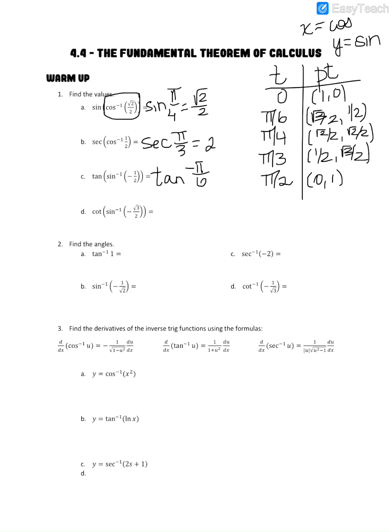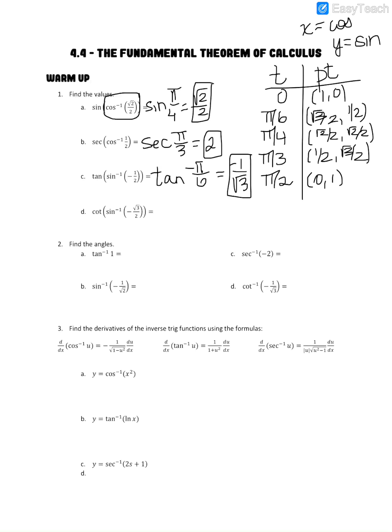Okay, and now I want to take the tangent of that. Tangent is y over x. It's going to be 1/2 over radical 3 over 2, which is 1 over radical 3. Since we're in quadrant 4, tangent is negative. If you wanted to rationalize that, it would be negative radical 3 over 3.